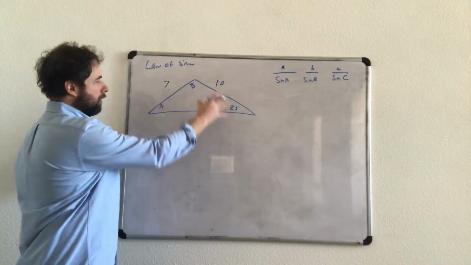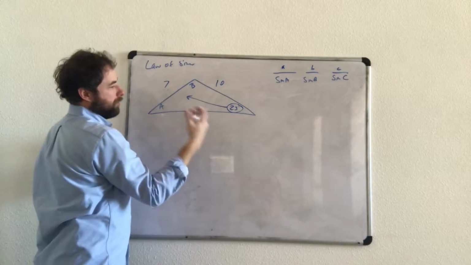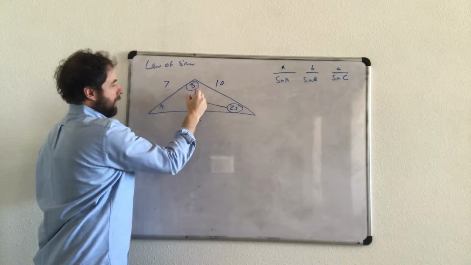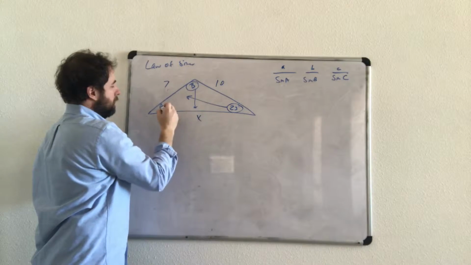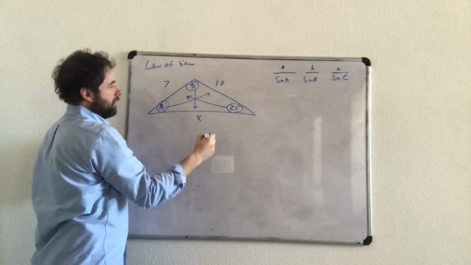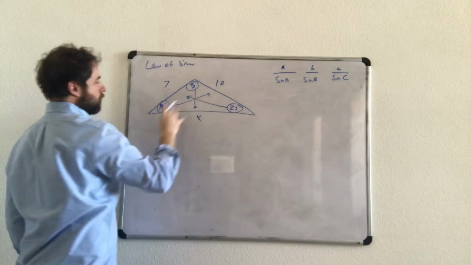The bottom line is all of these angles have sides that correspond or are opposite them. And so the B angle is opposite the X side. The A angle is opposite the 10 side. So all of those are pairs. That's what I mean. We got 3 pairs in each one.